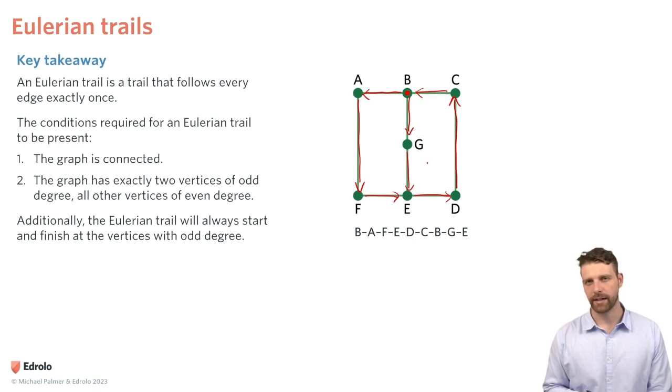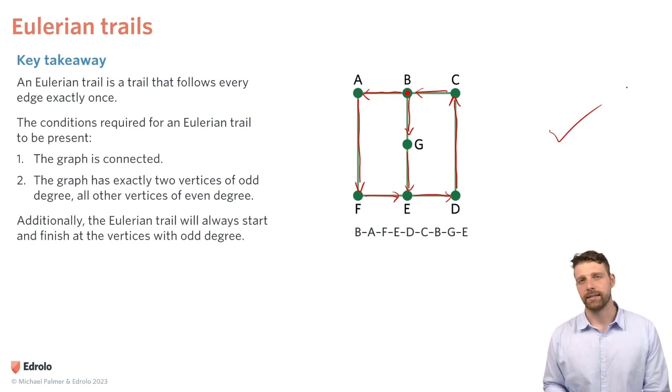Notice that I've traversed every edge there without repeating an edge. I did repeat a vertex, but that's okay because it's a trail and trails can repeat vertices. So this is an Eulerian trail. It satisfies these conditions. Fantastic.